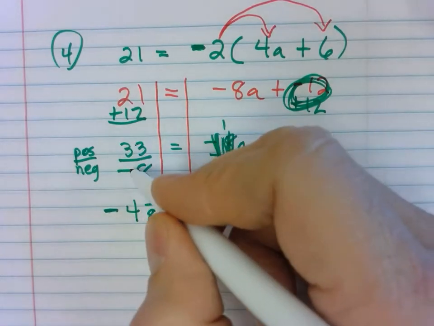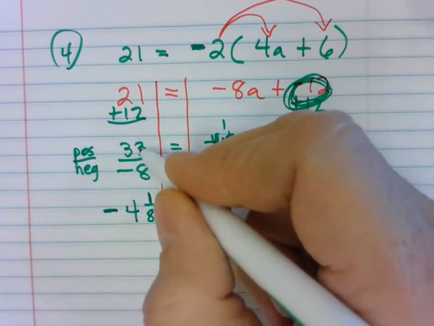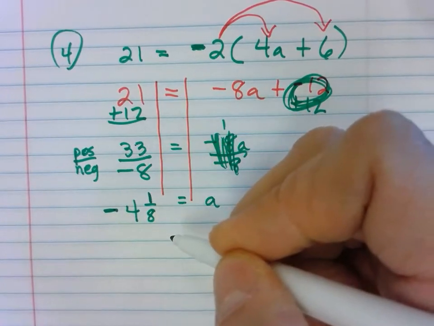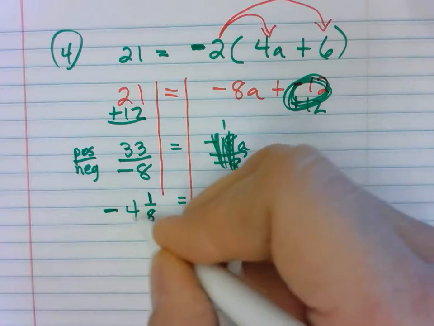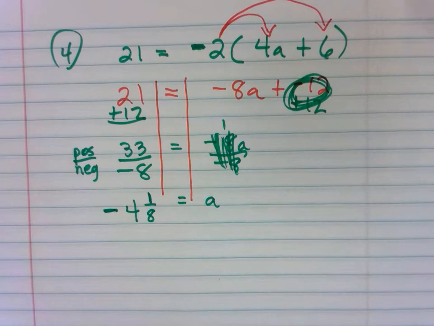So again, a positive divided by a negative is a negative. 8 goes into 33 4 times, because 8 times 4 is 32. If you do your little thing where you multiply around, 8 times 4 is 32, plus 1 is 33. So you can see that would be negative 4 1/8.